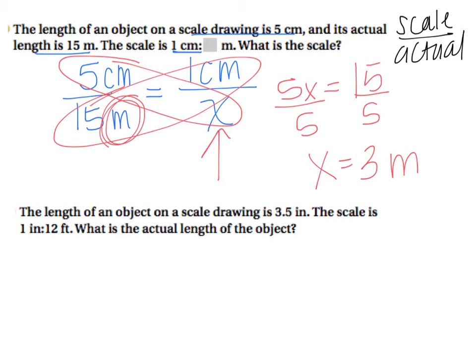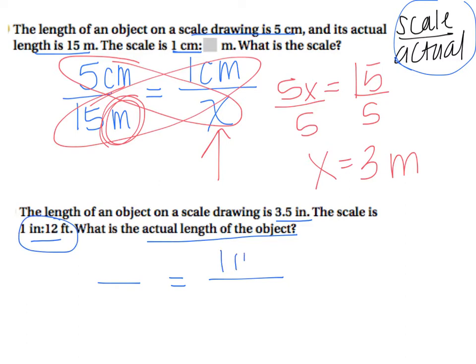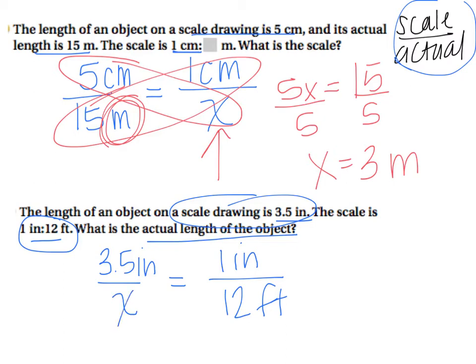What you should have done is: it says the length of an object on a scale drawing is 3.5 inches. The scale is 1 inch to 12 feet. What is the actual length of the object? Again, we're always going back to scale over actual. So if you want, you can start off by setting up your proportion. In this example, they're giving you the scale, so we know that we have 1 inch, and that represents 12 feet. They're also telling us that the length is 3.5 inches. Remember, your other clue is that you should have inches, the same unit, on top. Since we're solving for the actual length, our X is going to go in the denominator here.